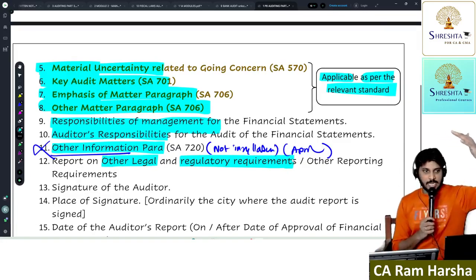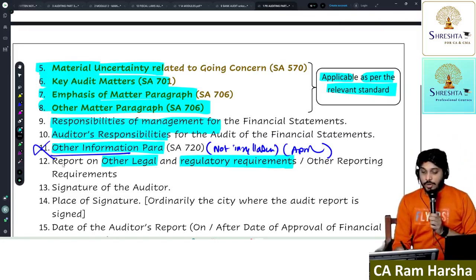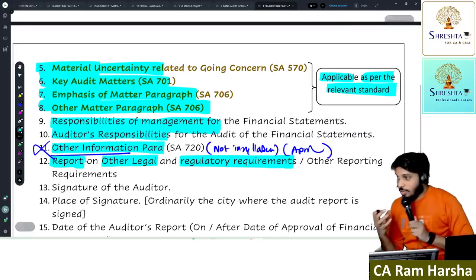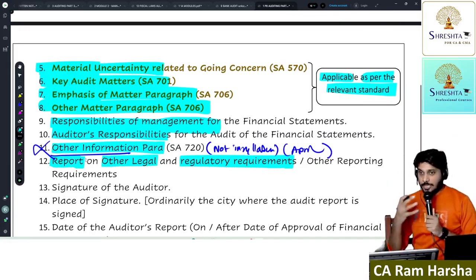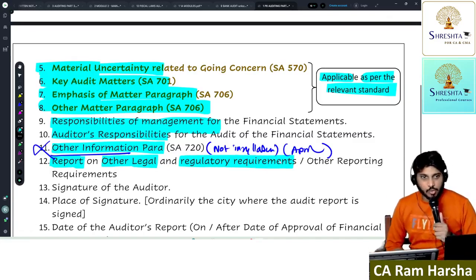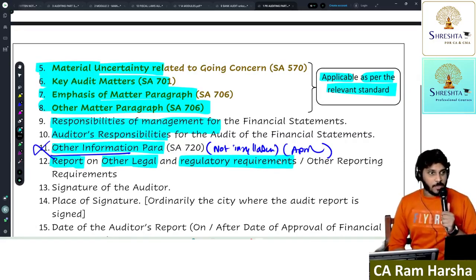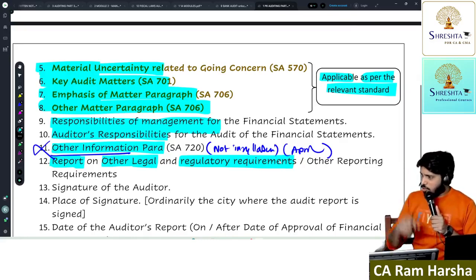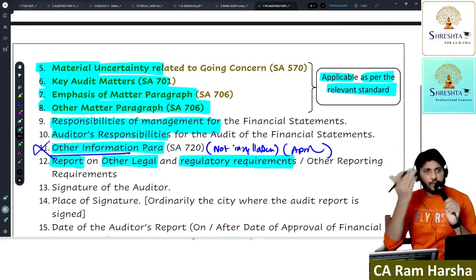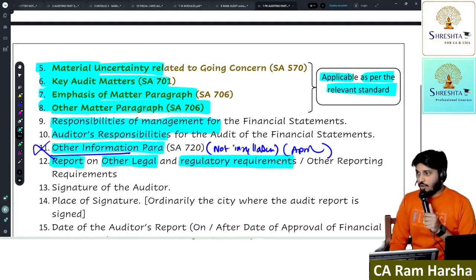Then report on other legal and regulatory requirements. So you see, now there is a title, addressee, opinion, basis for opinion. So much you are giving. In addition to that, you are giving an additional report. You are reporting on legal and regulatory requirements. Regulatories means what? RBI, IRDA, SEBI, TRAI, Telecom Regulator. If a regulator is asking you to report something in the audit report, then you have to report it. Suppose RBI has prescribed 4 points for banks, that the bank auditor shall report on these 4 points. Getting it? The bank auditor has to report on 4 points.